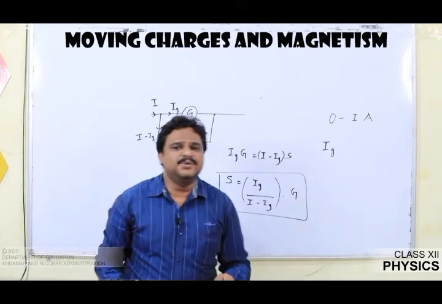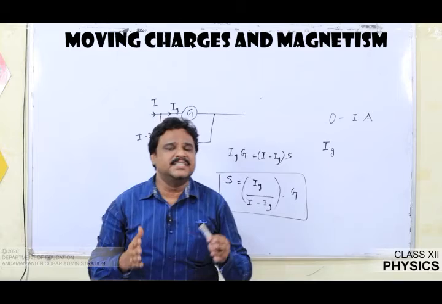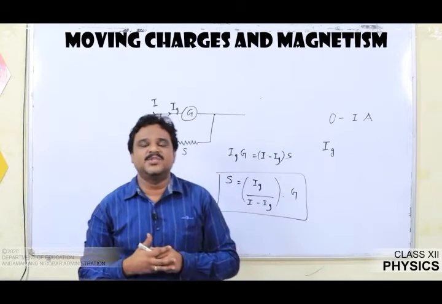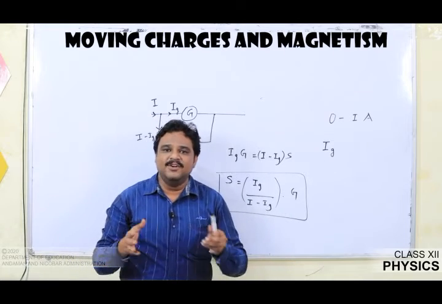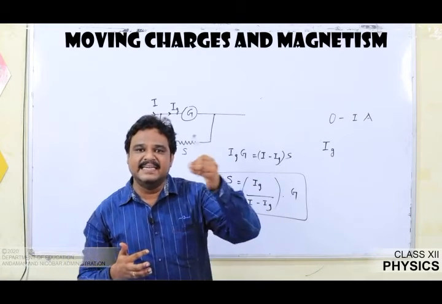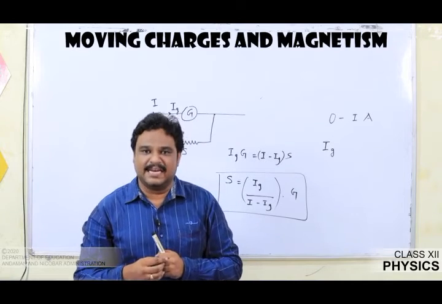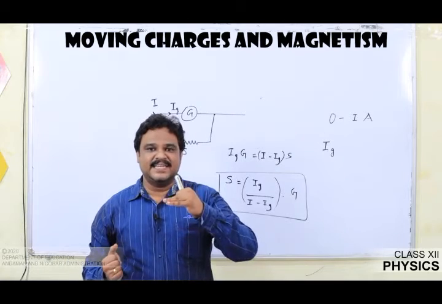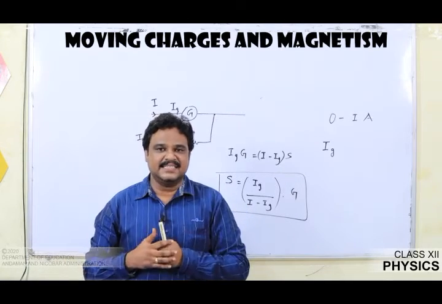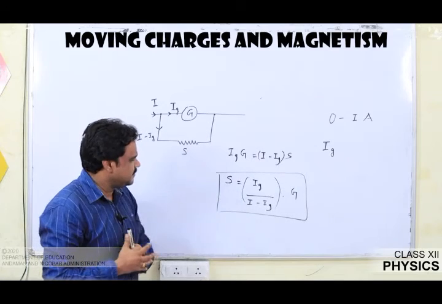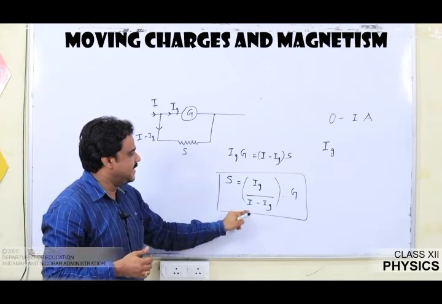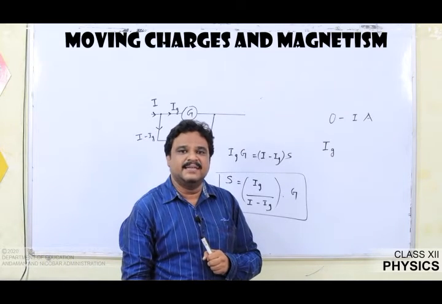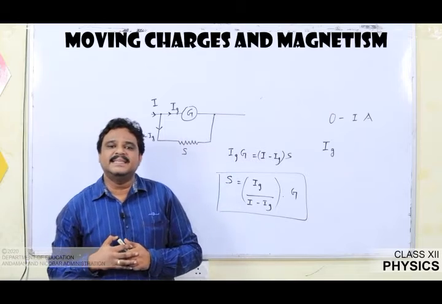So once again, in order to convert a galvanometer into an ammeter of desired range, a small resistance S is connected in parallel to the coil of the galvanometer. The value of S is so adjusted that when a current I enters, only Ig flows through the galvanometer, and the remaining I minus Ig is bypassed through the shunt, such that the potential difference across the galvanometer and the shunt is equal. On equating the two, I arrive at S is equal to Ig by I minus Ig into G. So let us explore some of the important facts of conversion of galvanometer into ammeter.